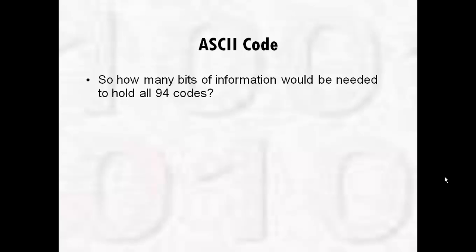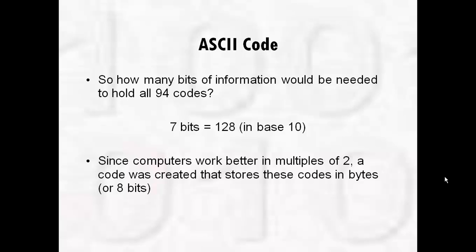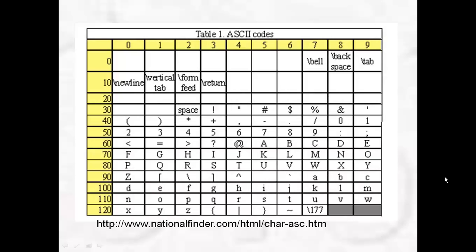So how many bits of information would be needed to hold all 94 different possible codes? The answer? 7. Because 7 bits would allow you to have 128 different codes in base 10. Right? Since computers work better in multiples of 2, a code was created that stores these code symbols for our letters and numbers using 8 bits of data. Right? We're going to use 1 byte or 8 bits, or if you want to break it down, 2 nibbles of 4 bits each.